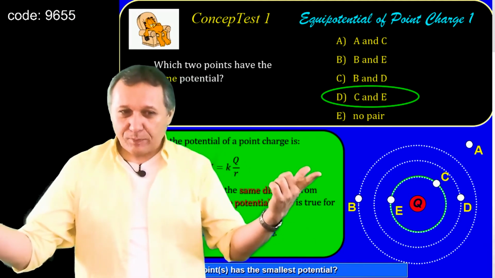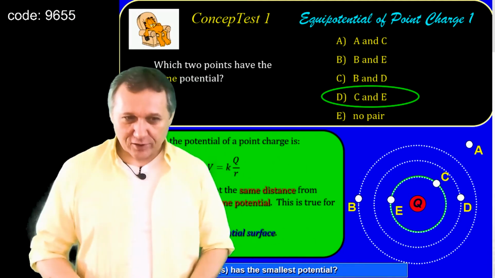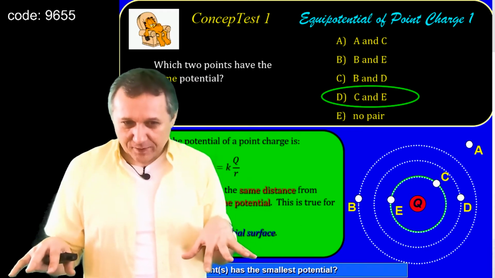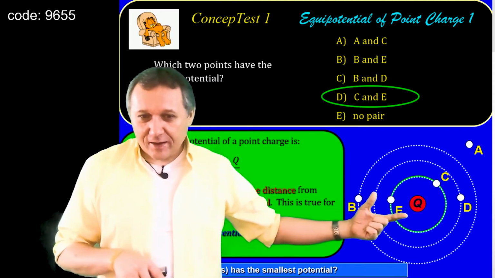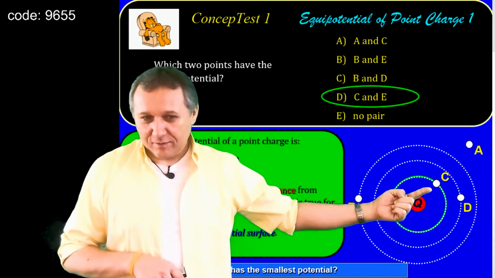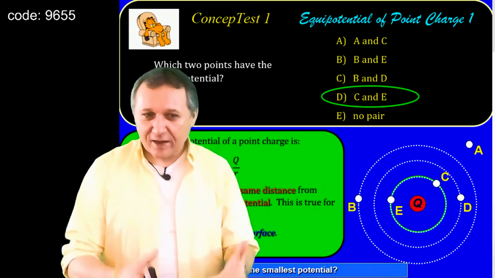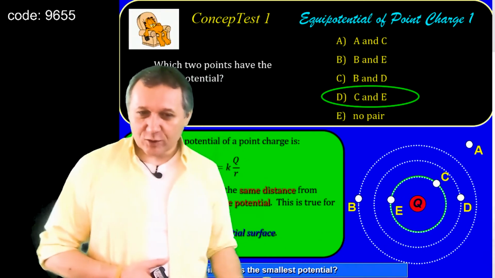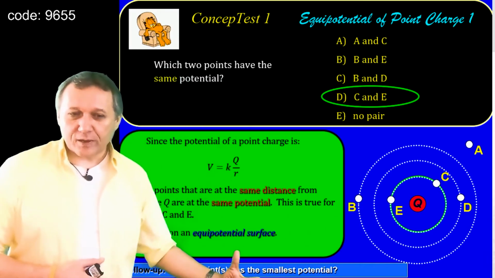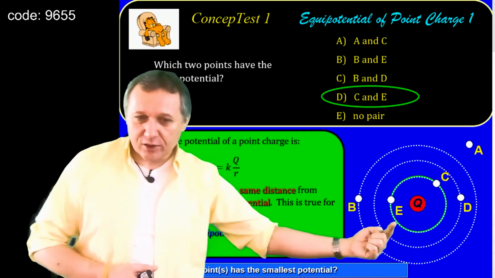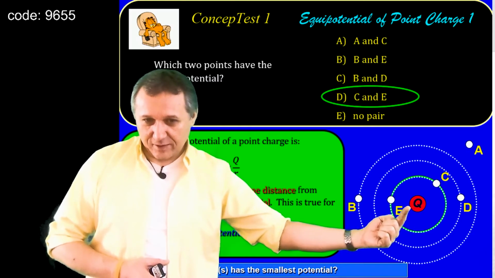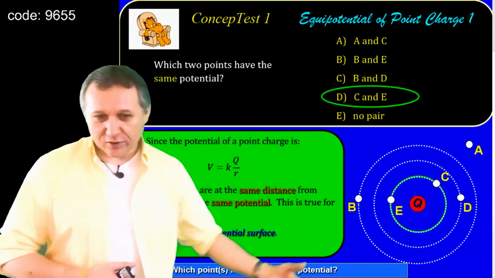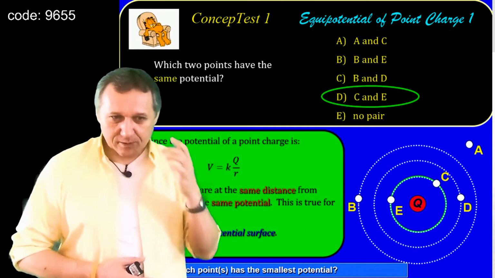Then, of course, we have a spike, but a negative spike at the charge, right? So the electric potential everywhere is negative. And then the most negative electric potential will be at points C and E. So points C and E will be at the smallest potential if this charge is negative, and point A would be at the largest potential if charge Q is negative.